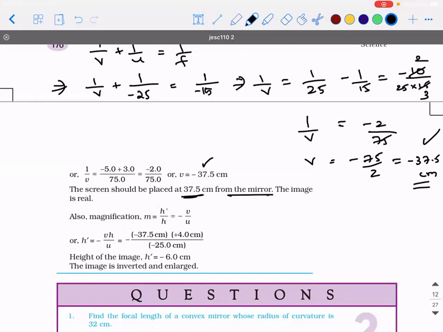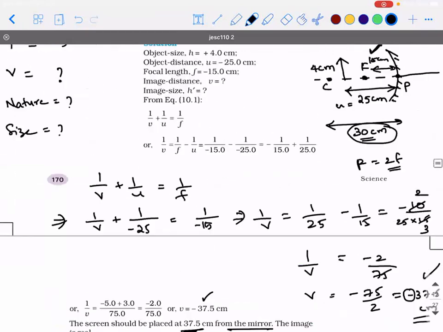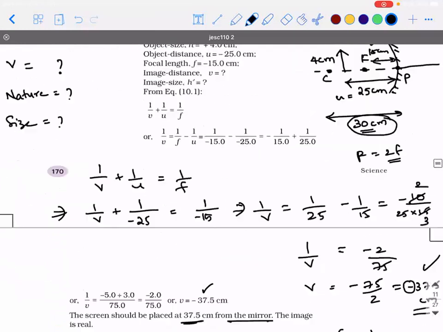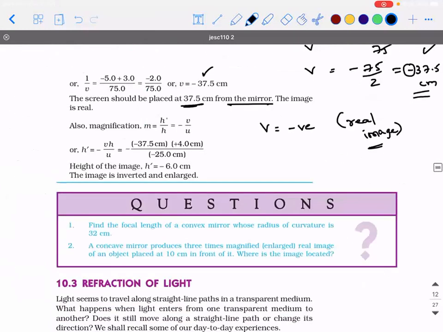And what does the negative sign indicate, guys? V is negative, implies it's a real image. It's a real image. So we have found two things. We found v, we found the nature. Now, what can we say about the size? So for size, we are going to use magnification.